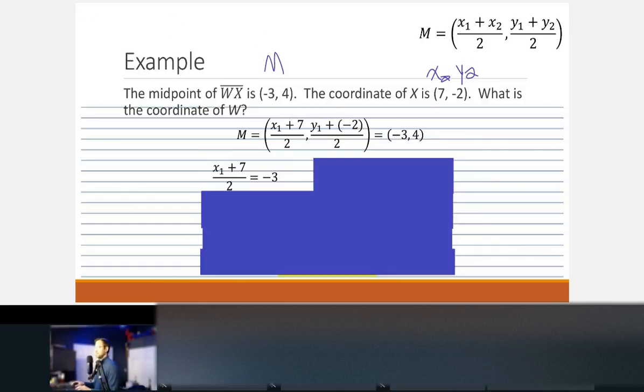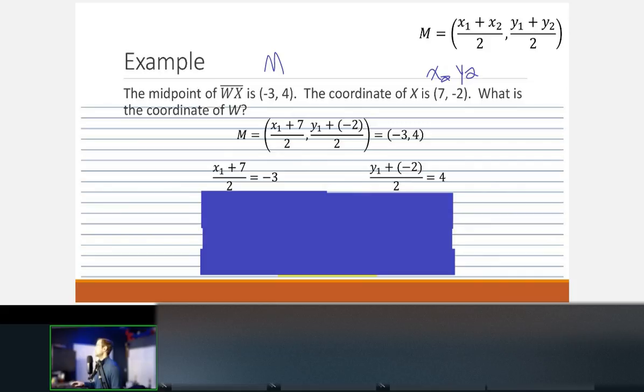Nicely done. So, because this is a coordinate, we know that whatever this comes out to be should equal negative 3. That's what Noah said. We set it equal to negative 3. And then for the y coordinate, we know that this is going to equal the answer for the y value, which is 4. Very good. Anybody else think about doing that very exact thing?